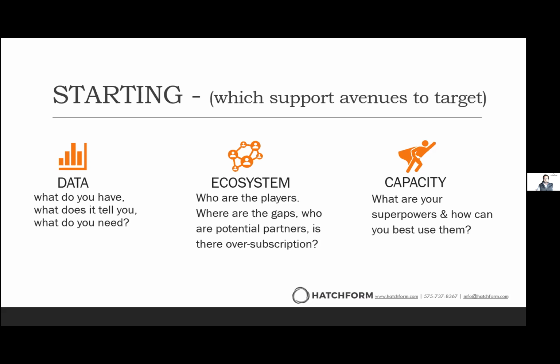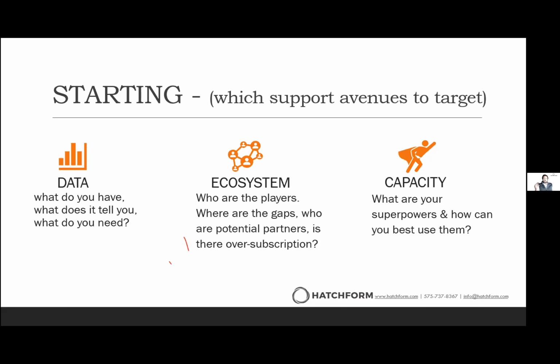The next one is the ecosystem. So taking a real close look at who are the players. By players, it's who are the support organizations or the other business development projects or programs, the other support players that are there. What are the gaps? So where are there gaps within this ecosystem as far as programs or people being served or kinds of businesses being served or the stages that the business is in being served?